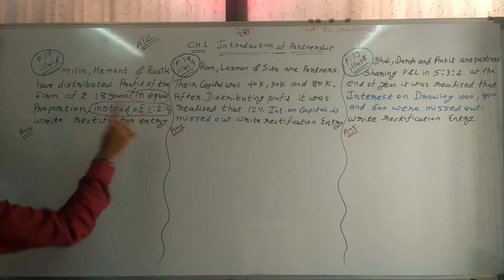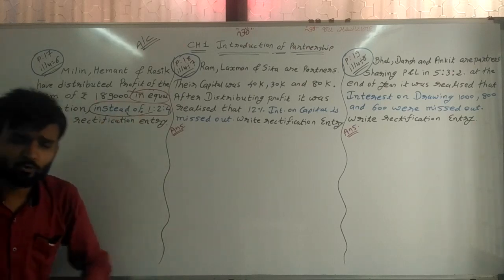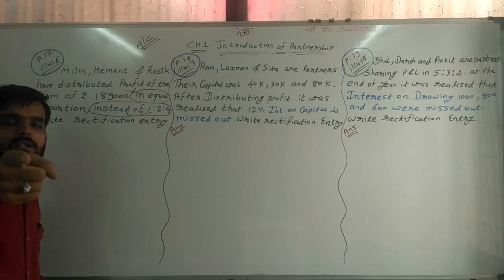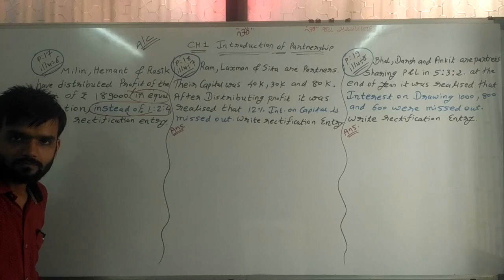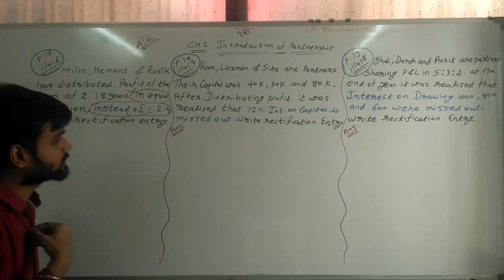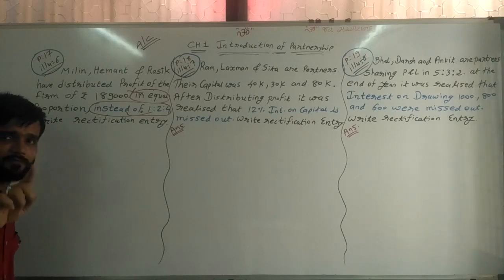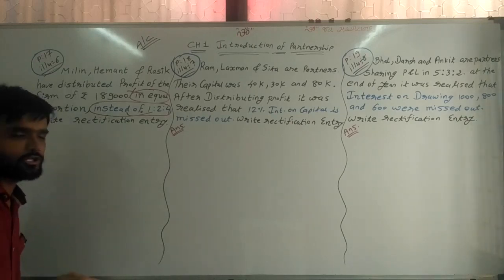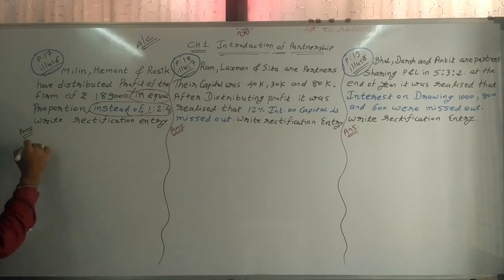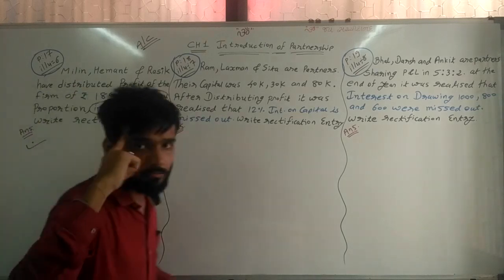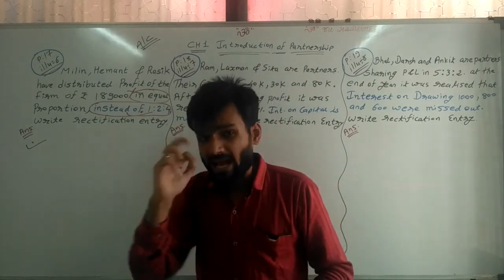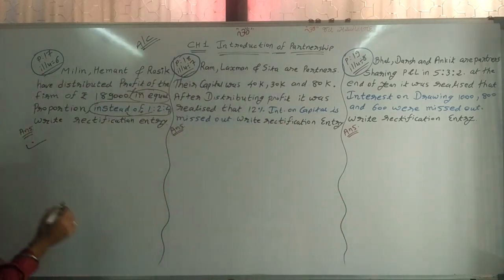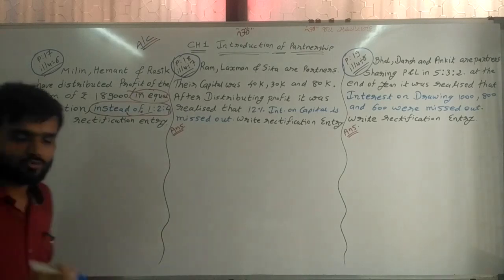Now write the rectification entry. Sir, how can we write a rectification entry? Kamal Sir's rule: only one rule applicable to all types of sums. First we say what is correct and what is wrong. Then first distribute in the correct ratio. Remember my rule again: first always distribute in the correct ratio, and second always distribute in the wrong ratio.